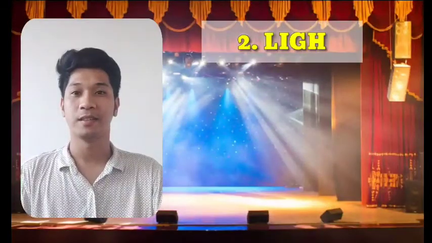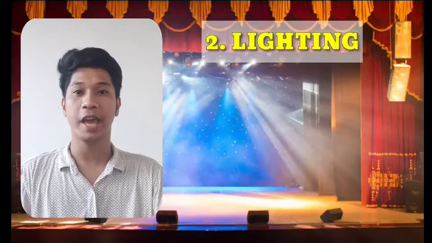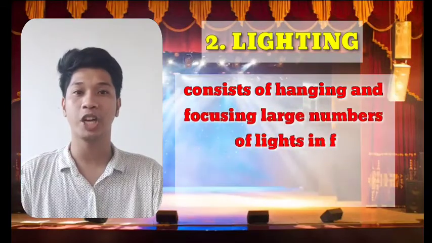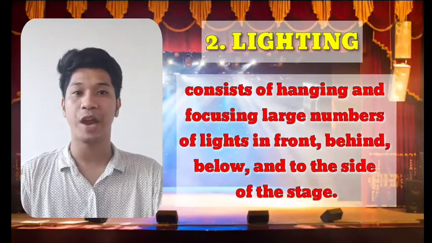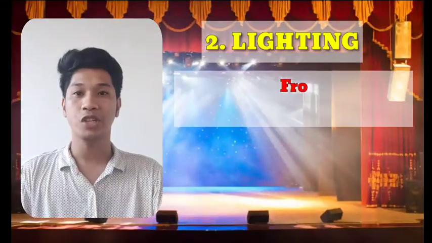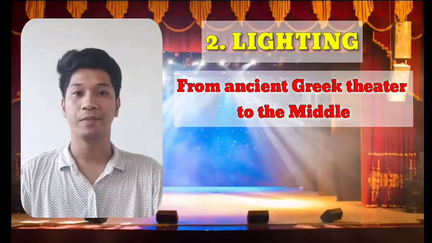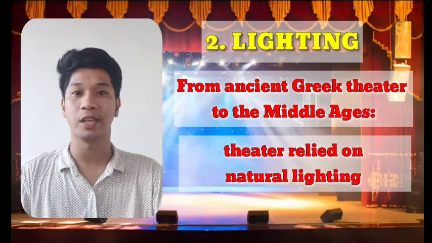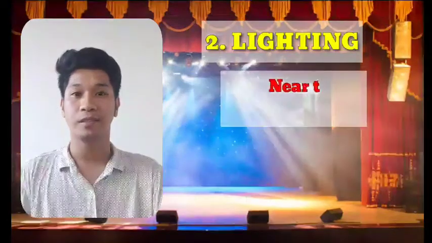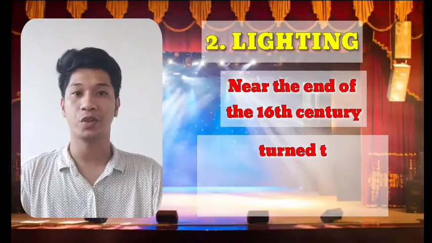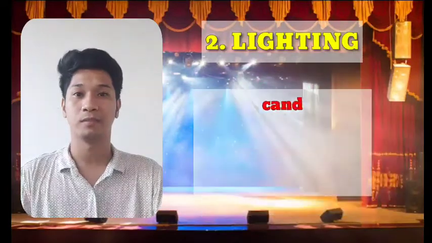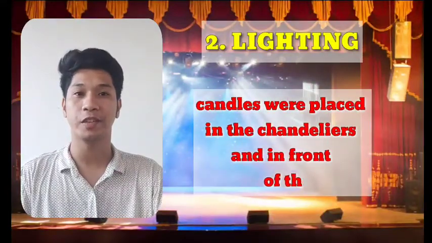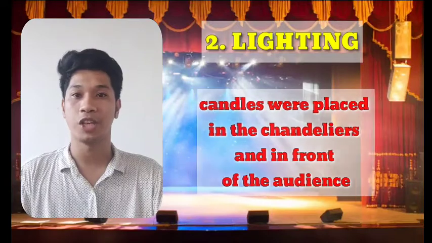The next is lighting. Stage lighting today consists of hanging and focusing a large number of lights in front, behind, below, and to the side of the stage to illuminate the actors and to create various atmospheres. From ancient Greek theater through the Middle Ages, the theater relied on the natural lighting of the sun. Near the end of the 16th century, theater makers turned to candlelight to allow performances to take place later in the evening. More candles would be placed in the chandeliers above the stage and in front of the audience.